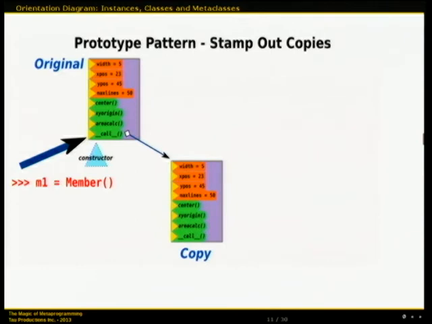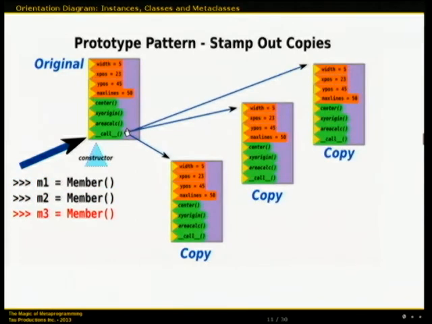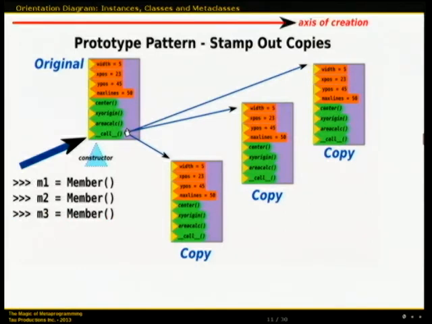So we got a little further. You can copy it out here. So we create instances of these objects. This saves labor. And so that was the axis of creation, the sense of the timeline from originals to copies. So we're getting more advanced.